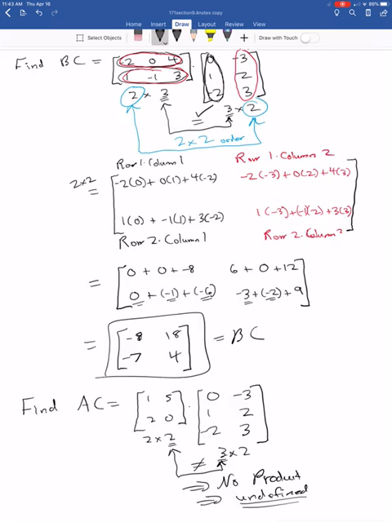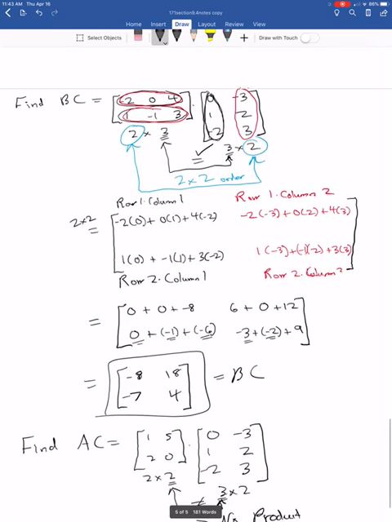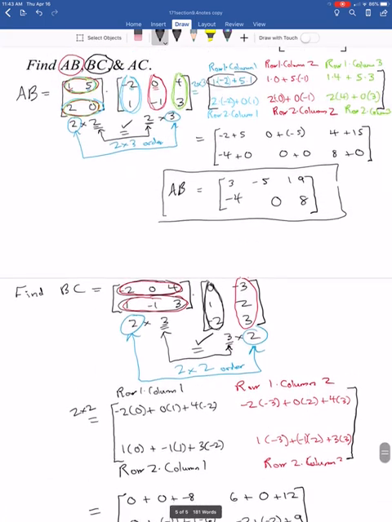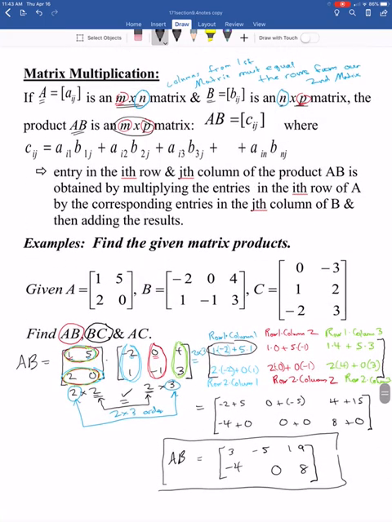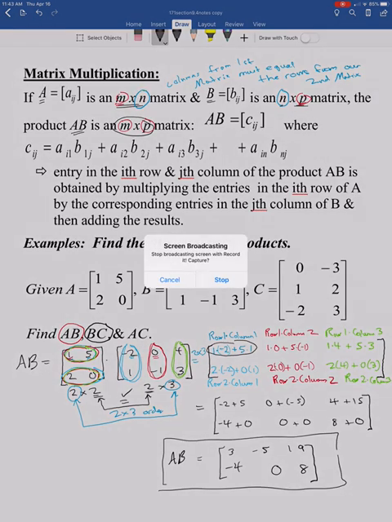So just make sure the columns from your first matrix equal the rows from your second, and then you start multiplying rows with columns. So that's how you do matrix multiplication. That finishes off our operations here in section 9.4.